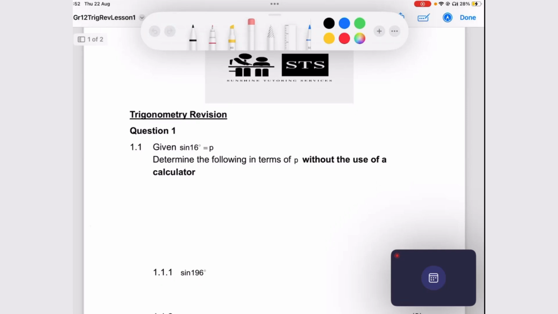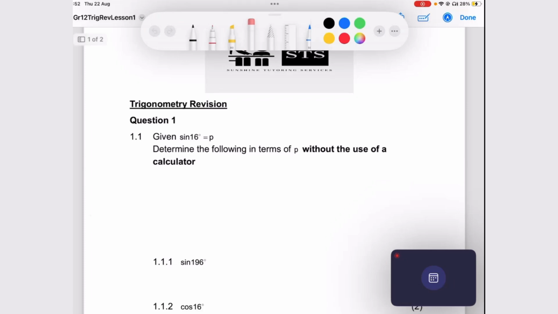So you are given sine 16 is equal to P. Determine the following in terms of P without the use of a calculator. Now, in this type of question, what I like to do is firstly to draw my Cartesian plane, and I use the information that I have to draw a right angle. So I write this as P over 1.